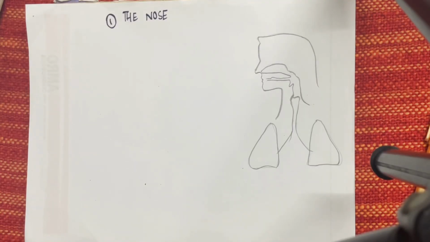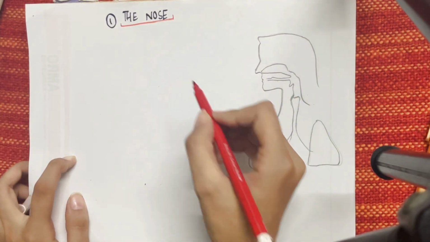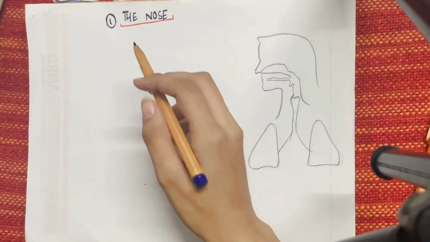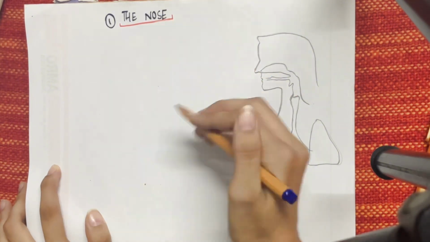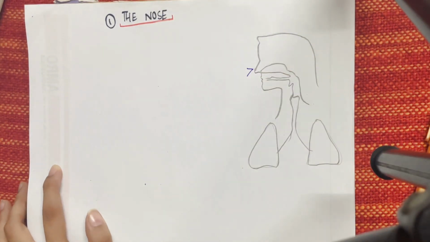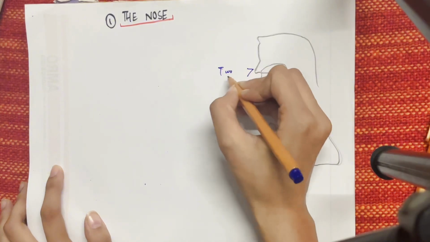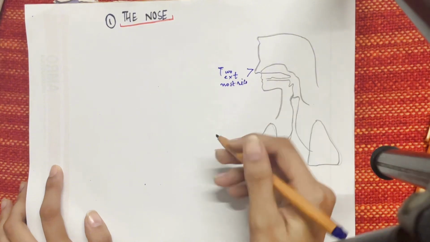Alright, when you talk about gas exchange and its entire pathway, the first thing that comes to mind is the nose. This is the first place where the air enters. Air usually enters your body through two external nostrils. This is the passage where the entrance takes place.